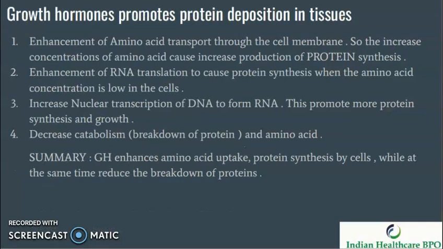Growth hormone promotes protein deposition in tissue through enhancement of amino acid transport through the cell membrane. So the increased concentration of amino acids causes increased protein synthesis. Then there is enhancement of RNA translation to cause protein synthesis even when amino acid concentration is low in these cells, and increased nuclear transcription of DNA to form RNA, which promotes more protein synthesis and growth. Also, decreased catabolism, which is the breakdown of protein and amino acids. Summary: growth hormone enhances amino acid uptake and protein synthesis by cells, while at the same time it reduces the breakdown of protein.